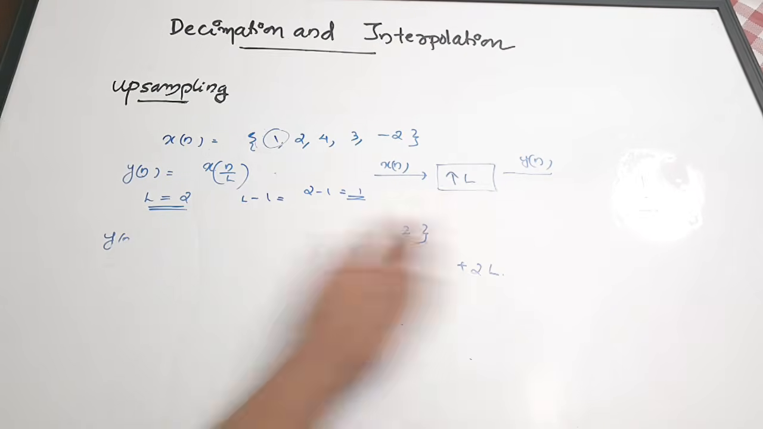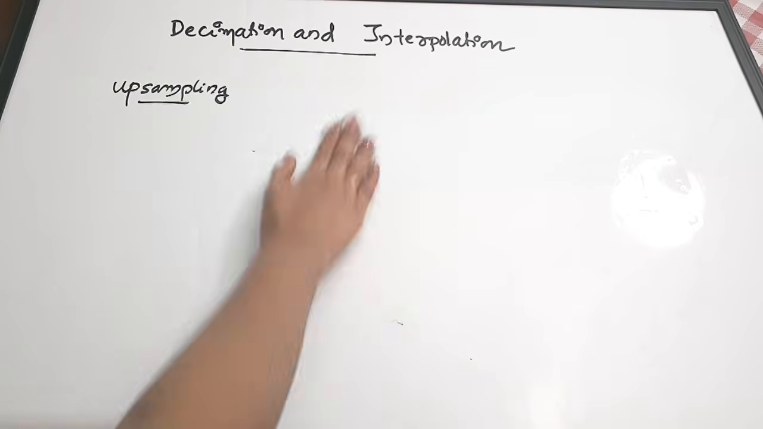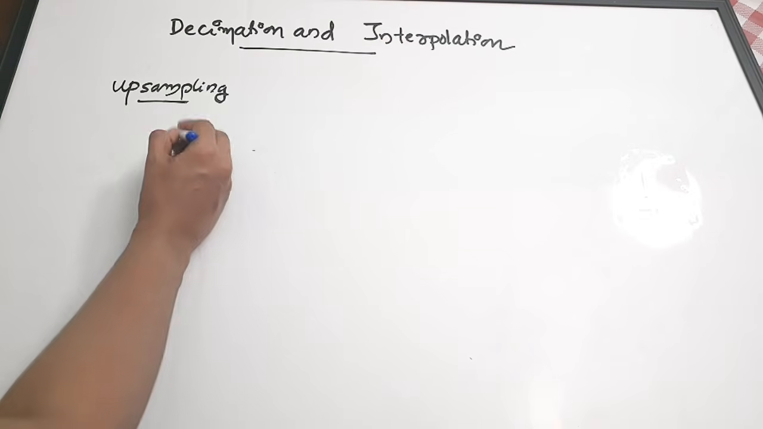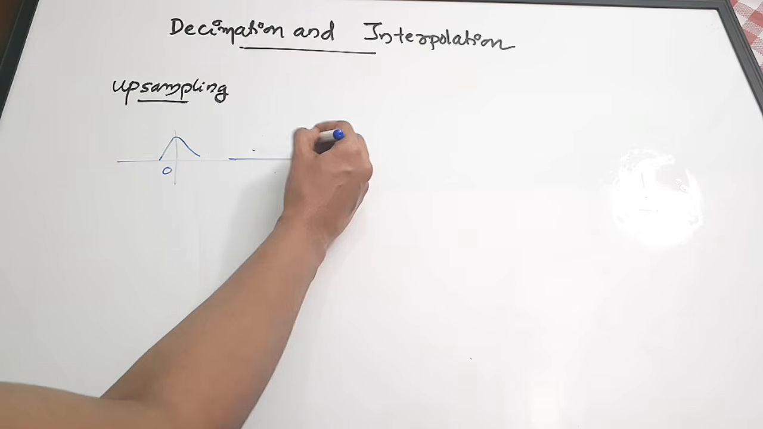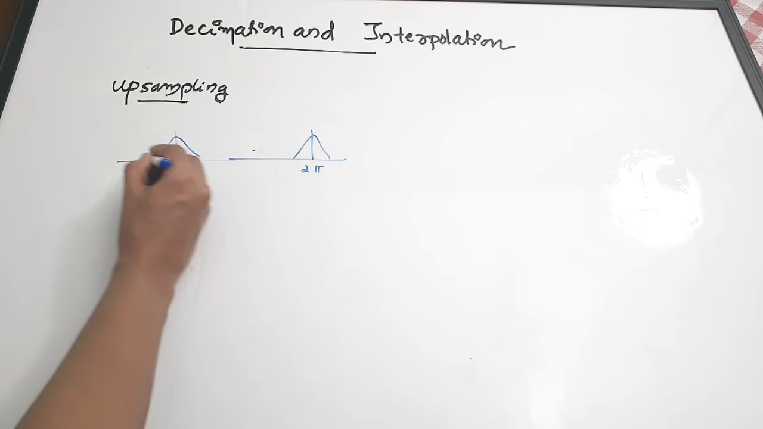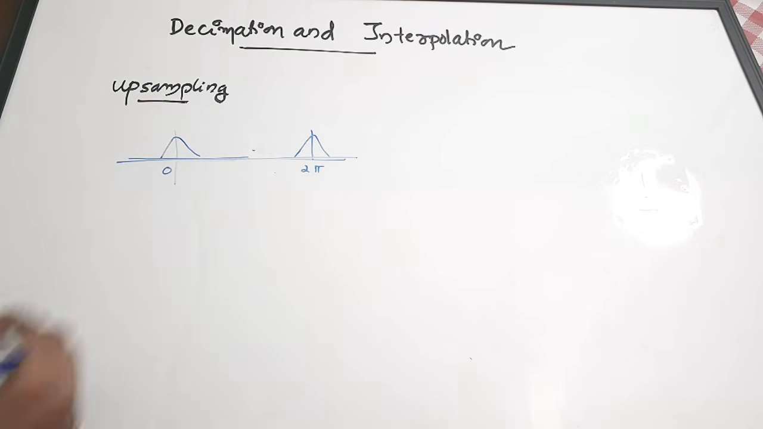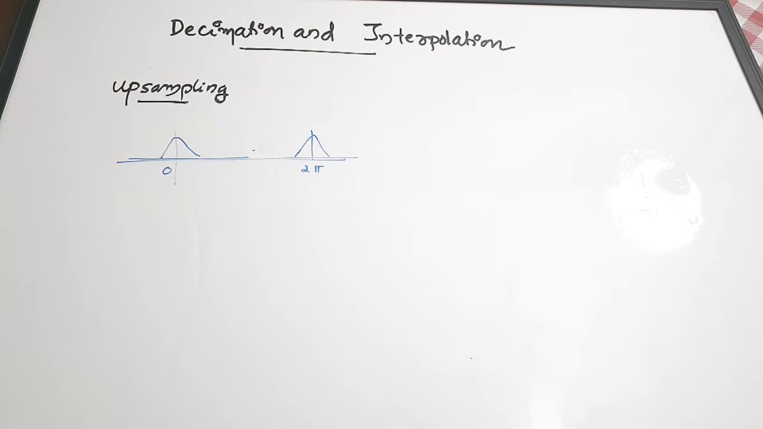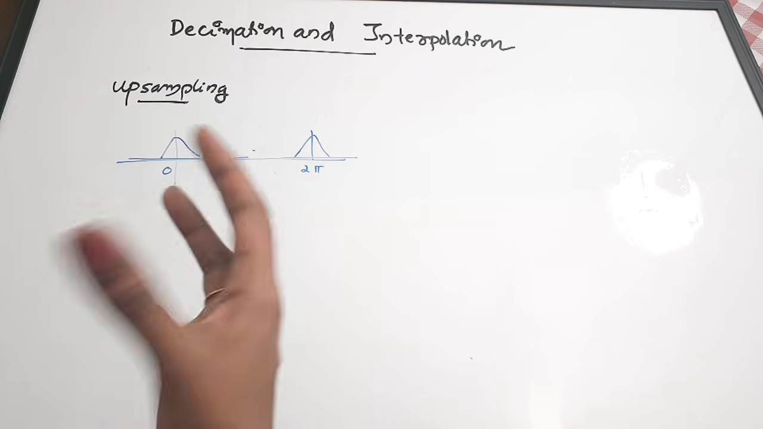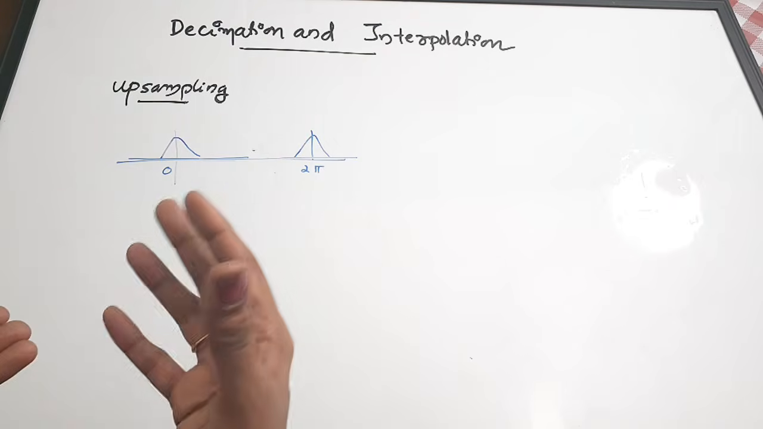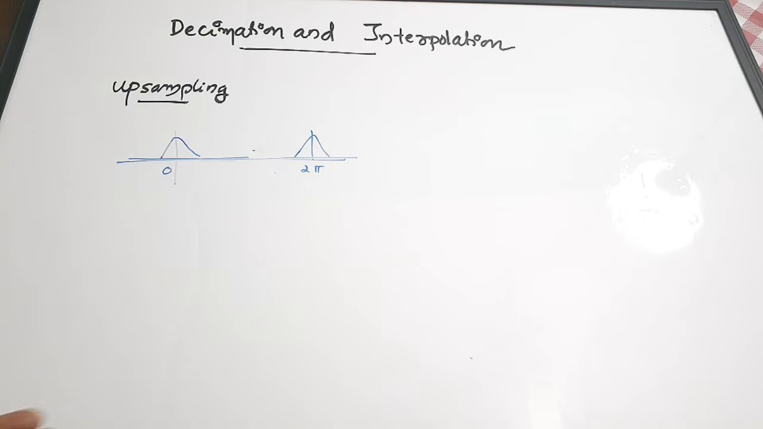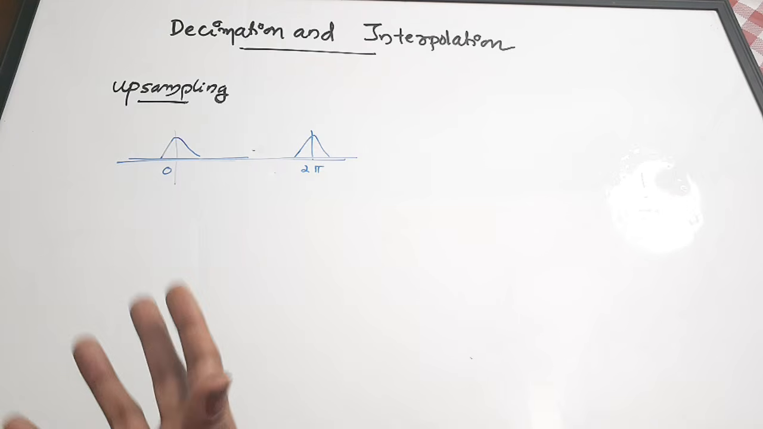Now, if you draw the spectrum of this upsampling, your original input spectrum will be like this: 0, then here it is 2 pi. So this is your original spectrum. In downsampling, you have taken away some samples. So what happened in downsampling, since we have taken some samples, the higher frequency and lower frequency spectrum had combined or merged. And due to that, we had the problem of aliasing, right?